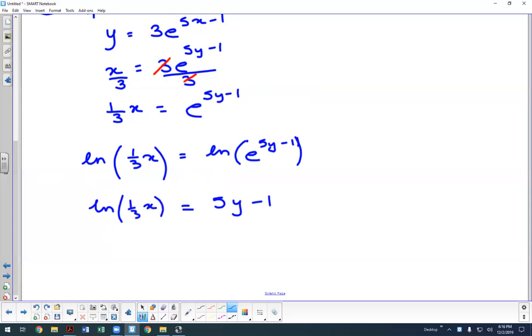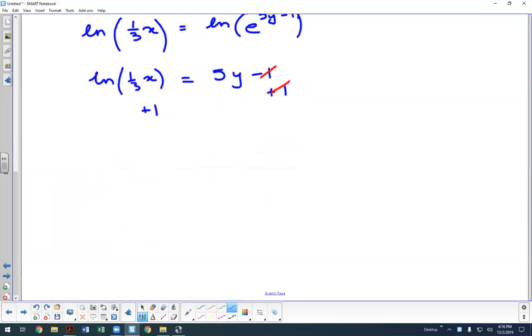And now you're just getting y by itself. So start by getting rid of the 1. Since it's minus 1, go ahead and add it to both sides of your equation. These guys here will cancel out. And we end up with natural log of 1/3 x plus 1 equals 5y. And again, to get y by itself, divide everything by 5.